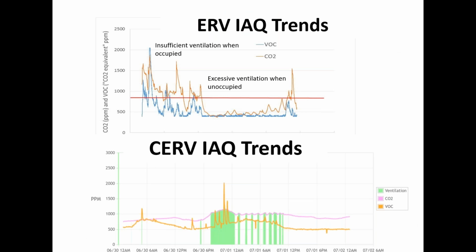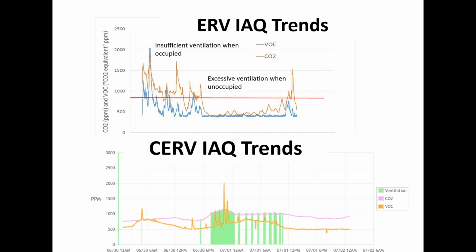These trends show traditional ERV air quality levels versus a smart CERV system. The top one, you can see, is over time, the CO2 and VOC levels. This is for an actual high performance home where the air quality was monitored. And when the people were there, on the left side of the graph, that's when they have the highest pollutant levels. And then it drops well below that when they were gone for a period of time. I think this is over a period of a week.